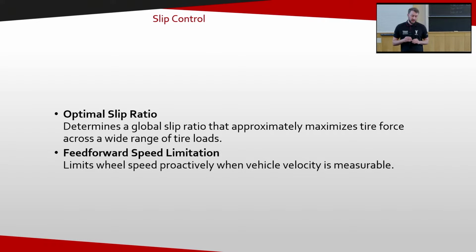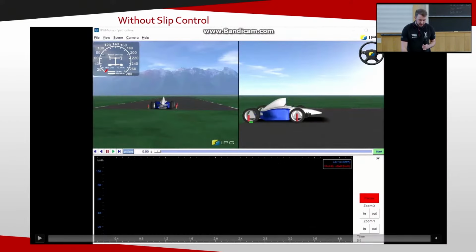And also something you can do for vehicle dynamics is slip control. Therefore we are determining an optimal slip ratio over different slip profiles. And this is then simply a feed-forward speed limitation for the single motors. So here in this animation you can see it a little bit better.